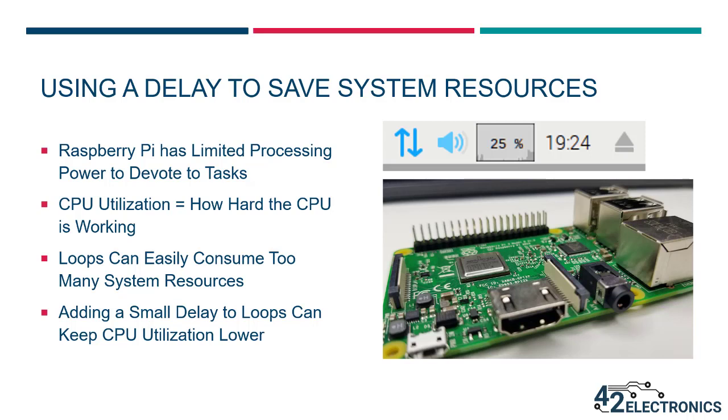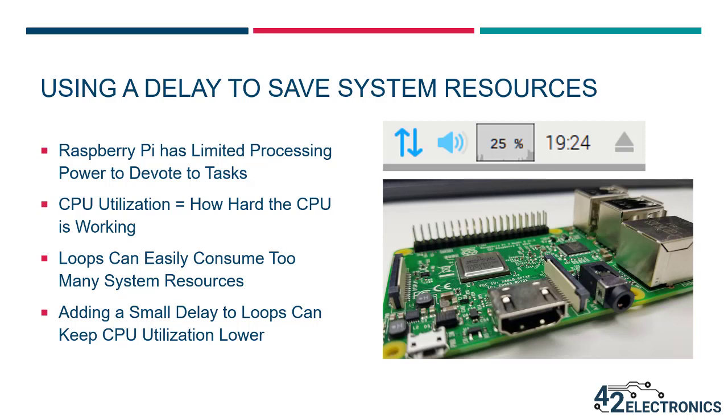Okay, so before we move on, let's talk really quick about using a delay to save system resources, because this is actually a really important habit to get into. Due to its tiny size, your Raspberry Pi has a limited amount of processing power that can be devoted to tasks. This processing power is how much work can be done by the CPU, which remember stands for Central Processing Unit. CPU utilization is a value that indicates how hard the CPU is working. A utilization value of 100% indicates that the CPU cannot handle any more work, and system performance will likely be highly degraded.